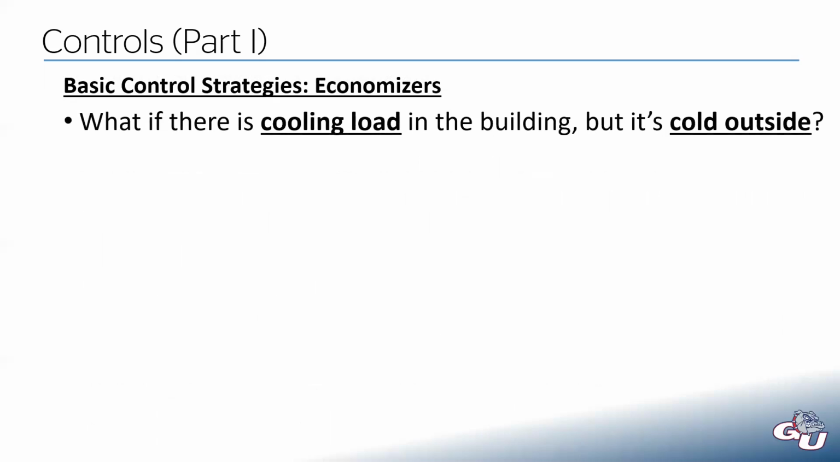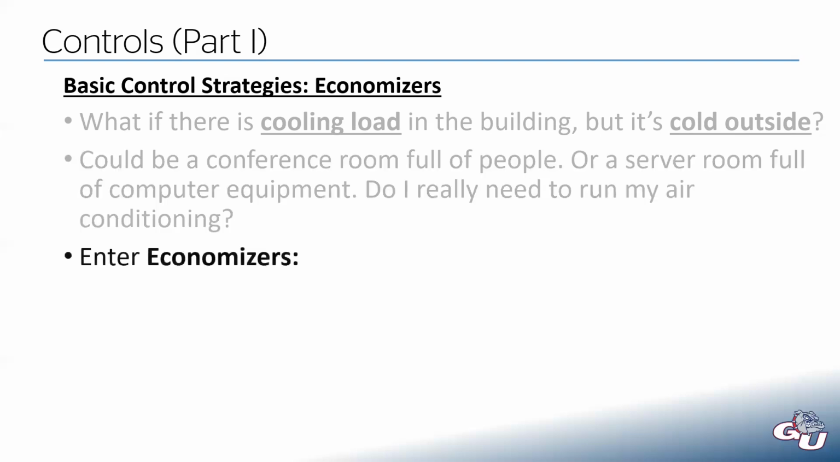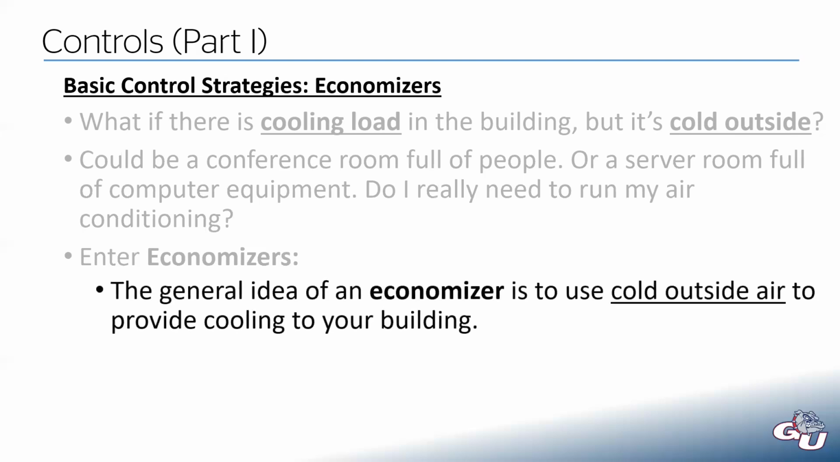Next controls concept is what's called economizers. So what if you have a cooling load in your building, but it is cold outside? You could have a conference room stacked full of people, or you could have a server room full of computer equipment. In those scenarios, do I really need to run my air conditioner? So enter economizers. The general idea for an economizer is instead of using air conditioning, let's just use that cold outside air to provide cooling to the building.